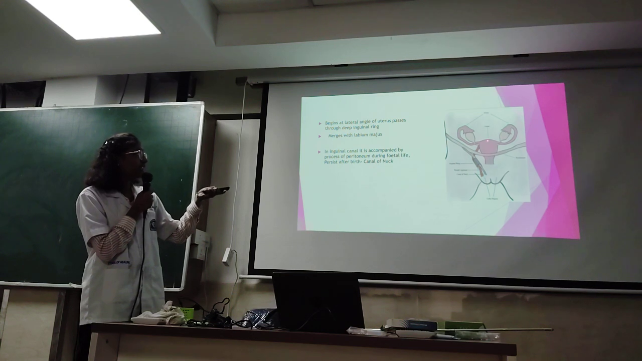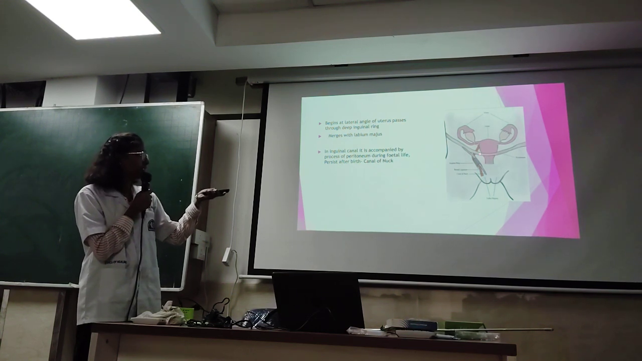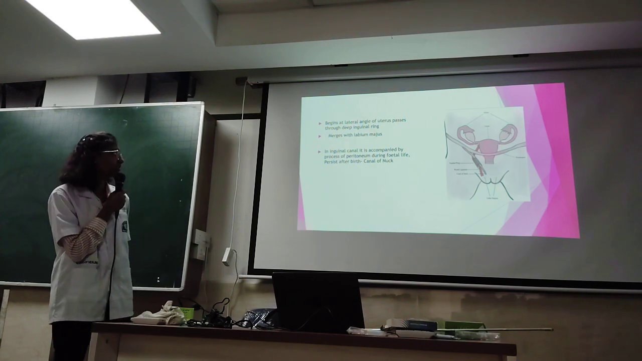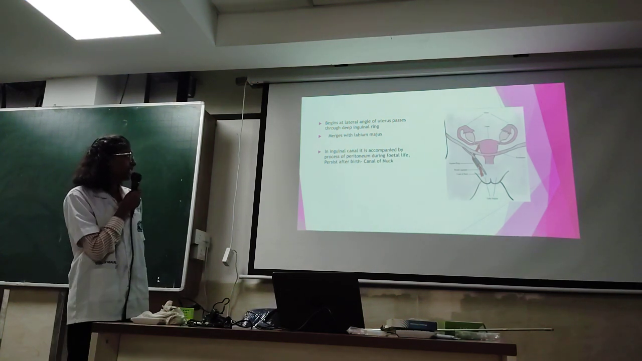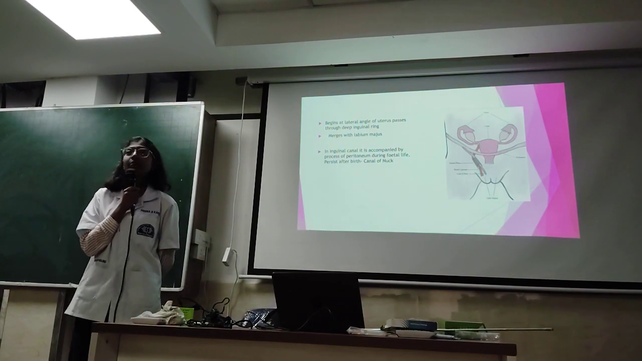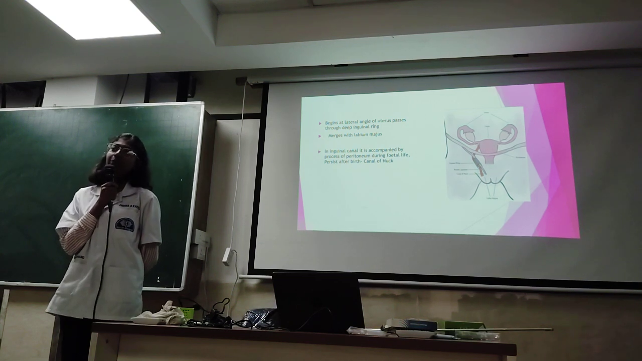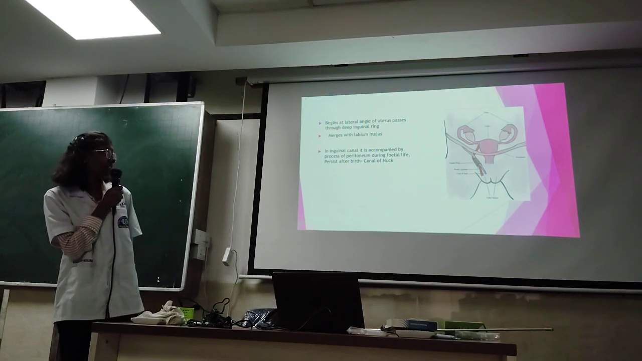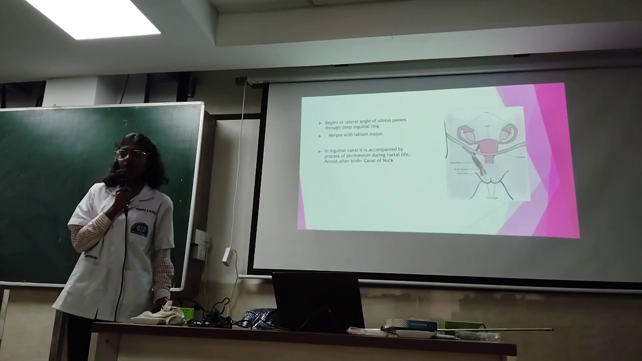Round ligaments begin at the lateral angle of the uterus, pass through the deep inguinal ring and merge with the tissue of the labium majus. During fetal life, the round ligament is accompanied by a process of peritoneum and it persists even after birth, known as the canal of Nuck. That's all about my part.